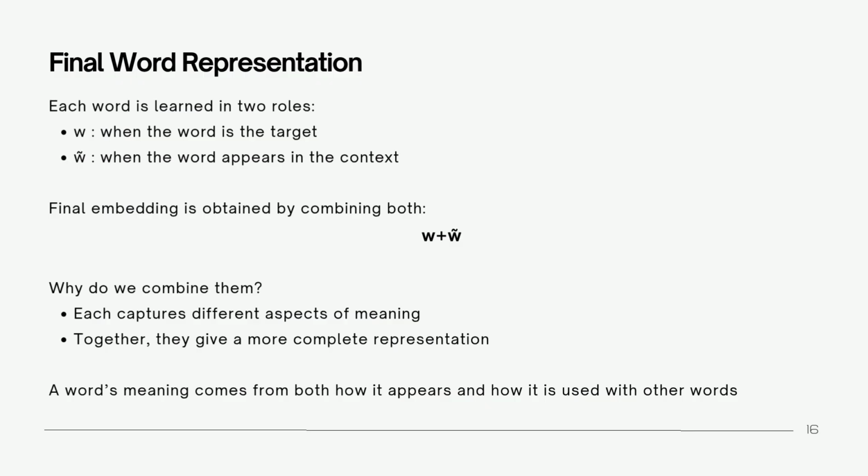Now we come to the final word representation. Each word is actually represented in two ways: once as a target word and a second time as a context word. These two vectors capture different aspects of meaning. So in the end, we combine them to get a final embedding. This gives us a richer and more complete representation of each word.